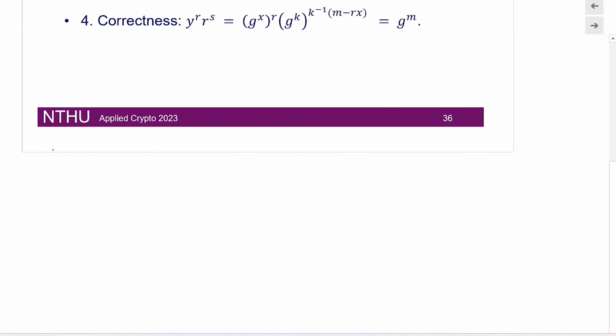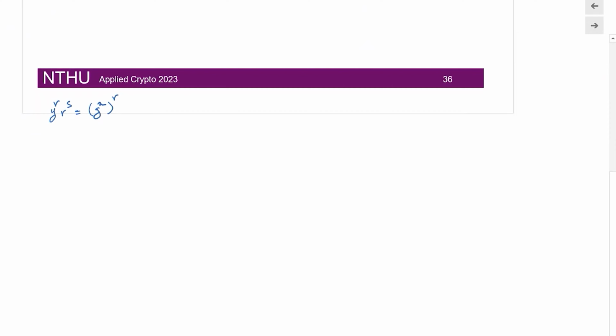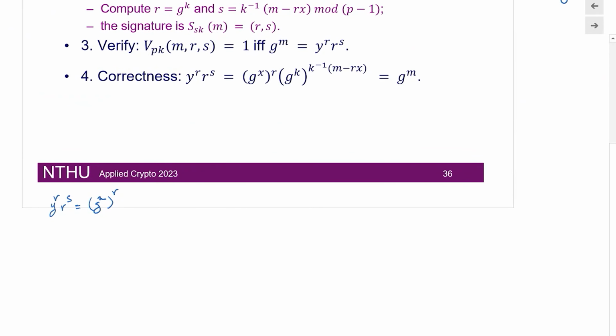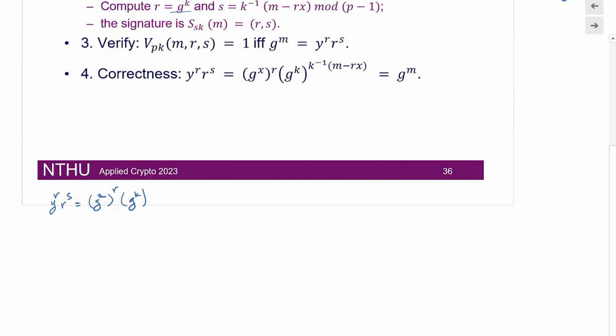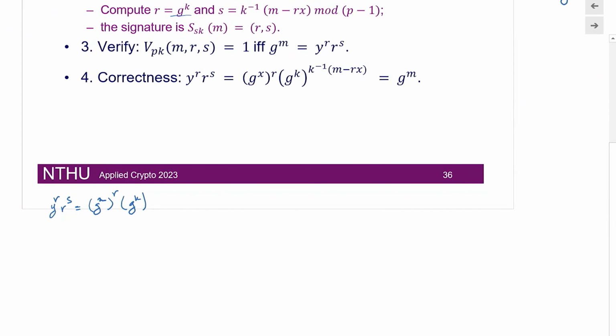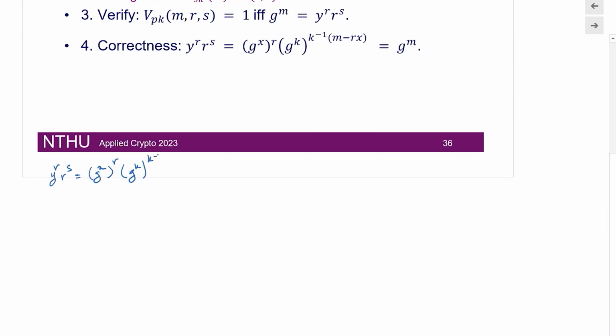Let's see if it does. Suppose that the signature is correct. So y to the r to the s, let's see. y is our public key, so we know that our public key is g to the x, to the power r. And then r, let's replace it. r is over here. We said that is g to the k. So g to the k, and then our s, we have just set it to be this value over here: k minus 1, and then m minus rs, right? And then this whole thing is mod p.